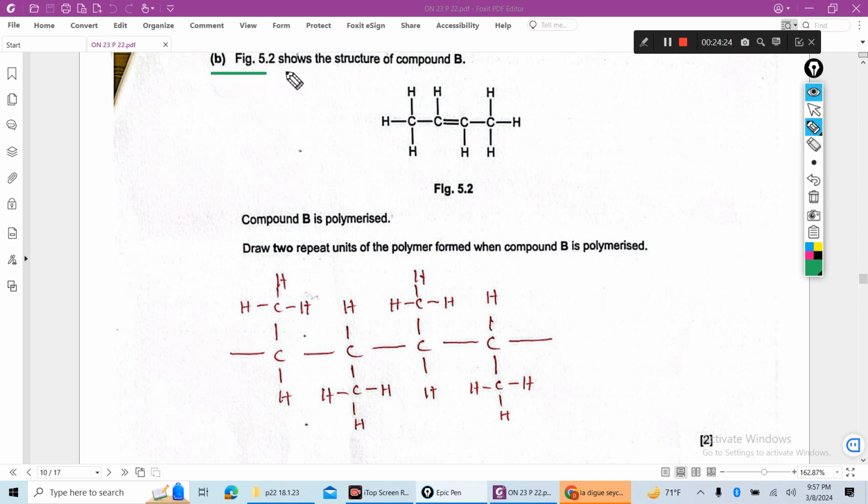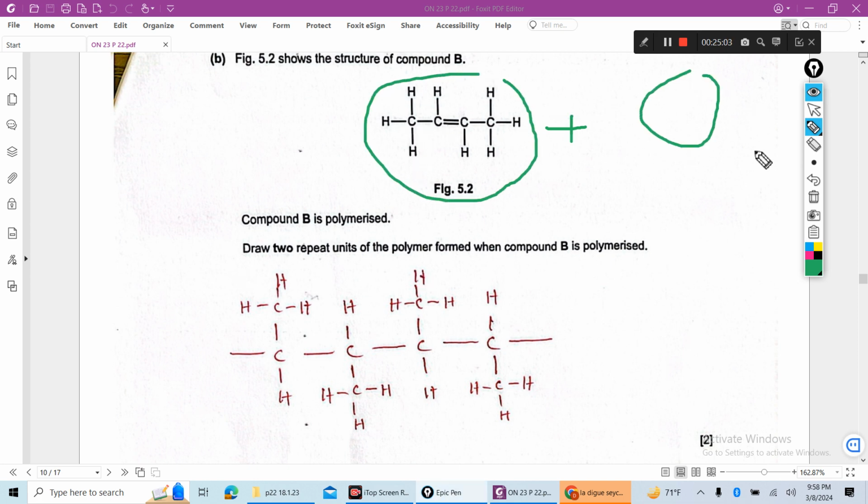Now B. Figure 5.2 shows the structure of compound B. This is 2-butene, a 4 carbon alkene, and the second carbon contains the double bond. So this is butene. Now compound B is polymerized. Draw 2 repeat units of the polymer formed when compound B is polymerized. This compound is polymerized, and we have to show 2 repeat units.